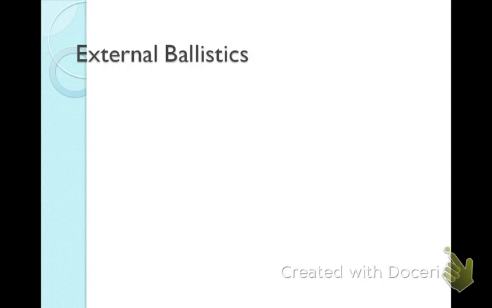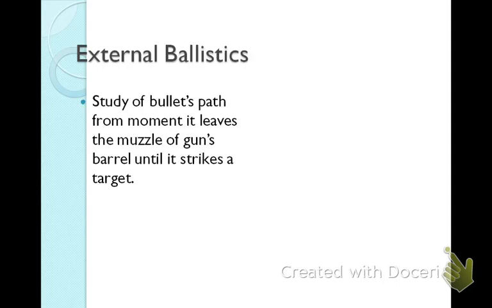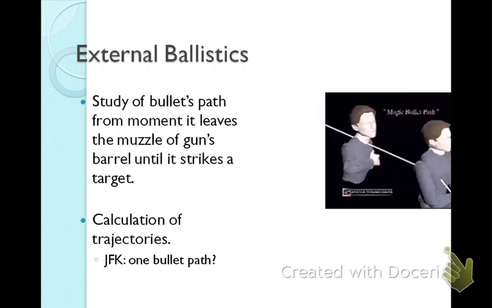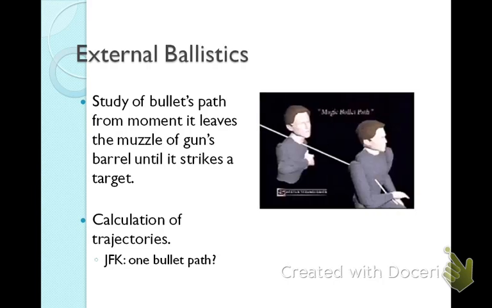So that was all internal ballistics. External ballistics is the study of the bullet's path from the moment it leaves the muzzle of a gun's barrel until it strikes a target. It's calculations of trajectories. You saw that in the CSU. They were putting the rods through and putting the lasers on the end of the rods to figure out the actual path of the bullet.